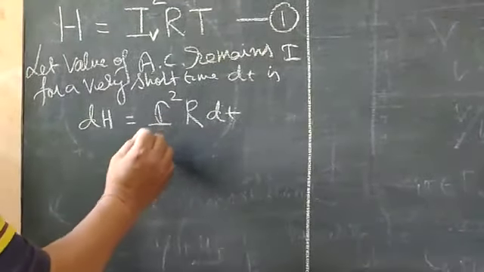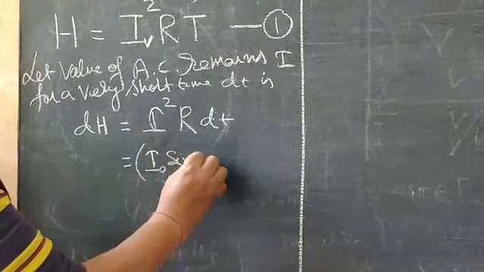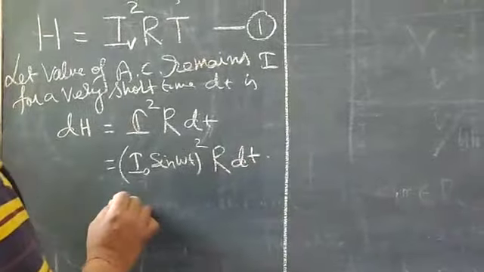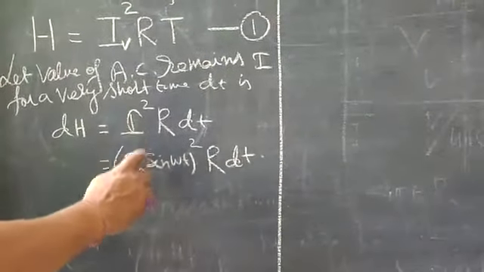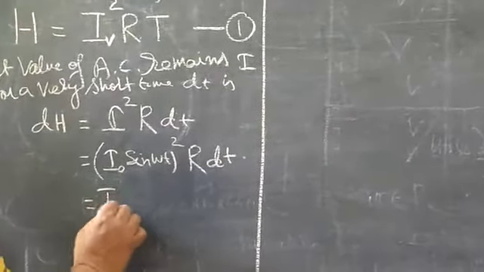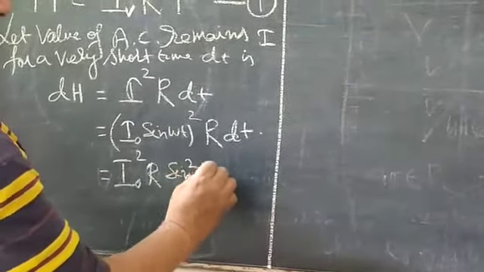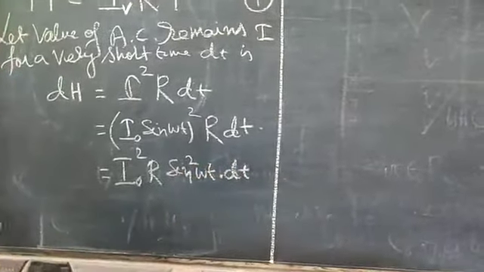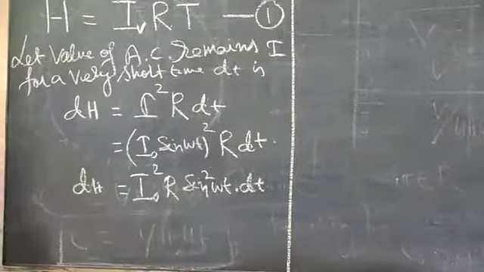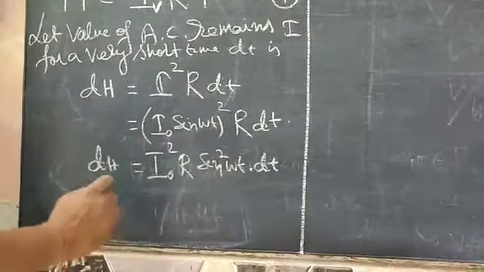Now, we know that I is equivalent to I0 sin omega t, so dH is I0 sin omega t whole square R dt. In place of I, we have written I0 sin omega t. Now it will give us I0 square R sin square omega t dt. This much heat will be produced by AC in a very short time dt. Then what will be the heat produced in one time period?